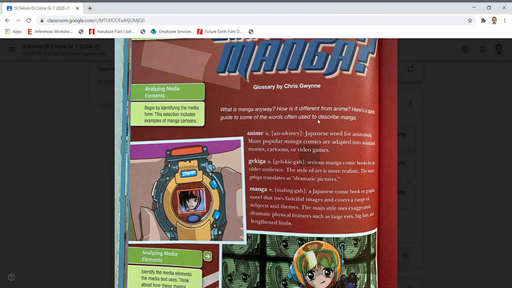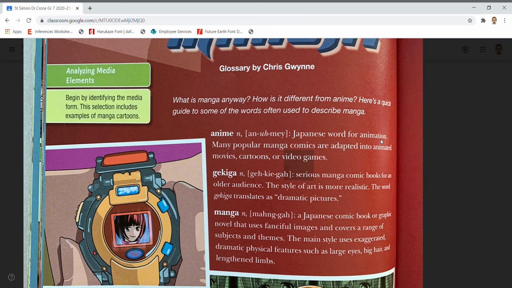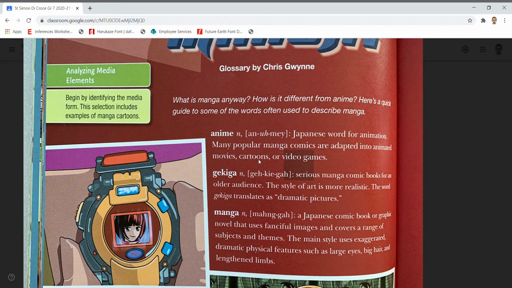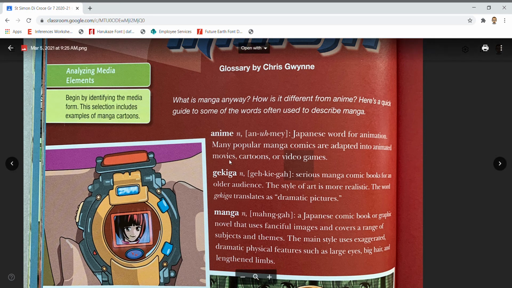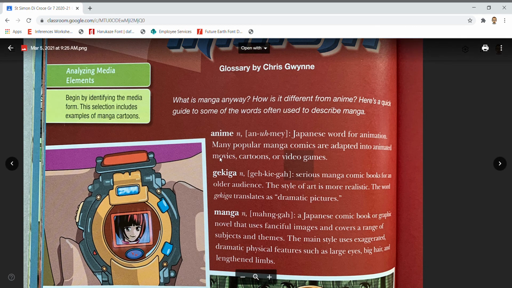Here's a quick guide to some of the words often used to describe manga. Anime, Japanese word for animation. There you go. Animation. Many popular manga comics are adapted into animated movies, cartoons, or video games. Yes, definitely a lot of movies and cartoons have their origins in the comic books. Many movies today also have their origins in novels. They're generally based on a novel. Video games have also become movies as well. That's another form of increasing an audience, taking comics and putting them out in a movie format in order to build a larger audience.